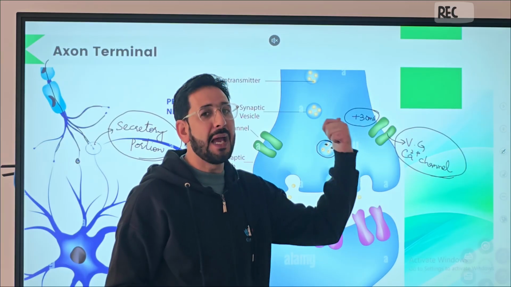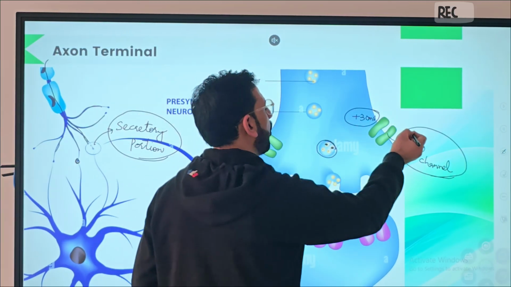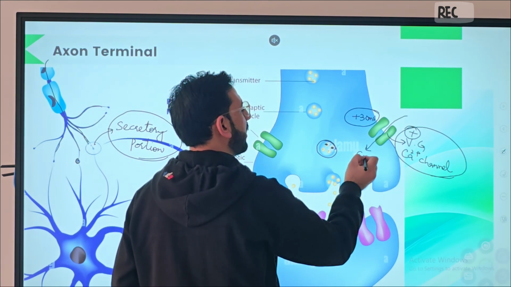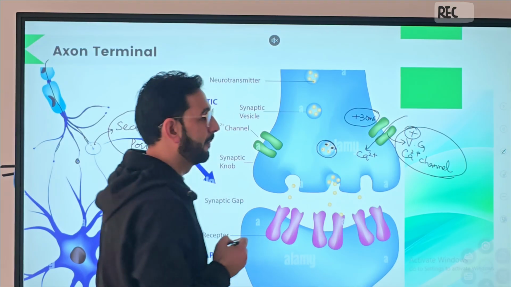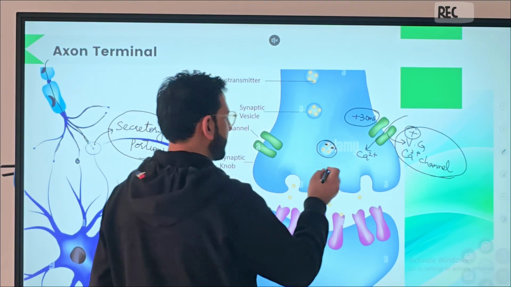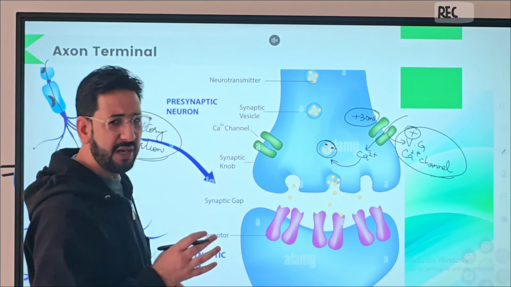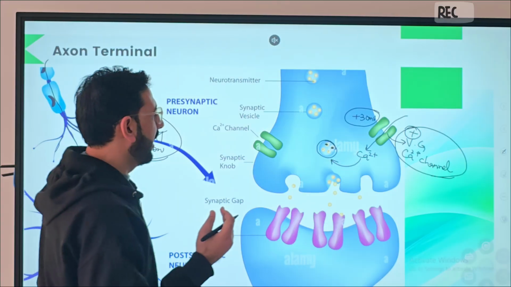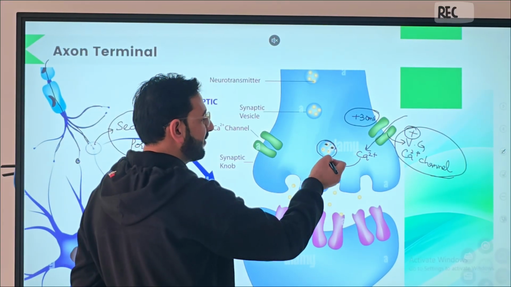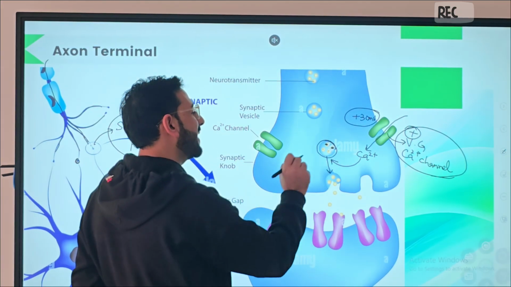Now again, calcium is more outside the cell and less inside the cell. When we open this voltage gated calcium channel, there will be the influx of calcium ions into the cell. And this calcium will trigger the process that we will talk about in the next video, the neuromuscular junction. Now, what this calcium will do is trigger the process of exocytosis by combining the SNARE proteins.